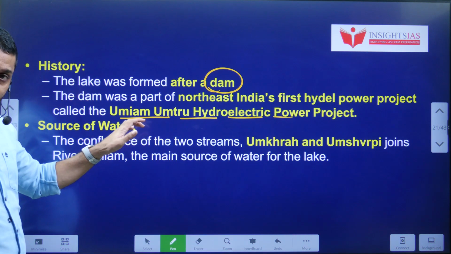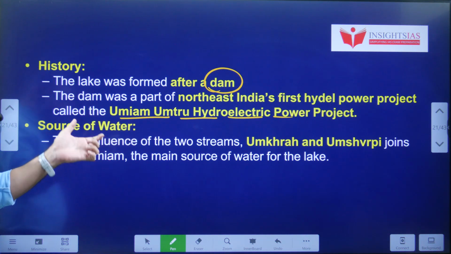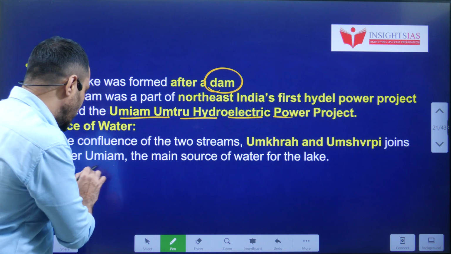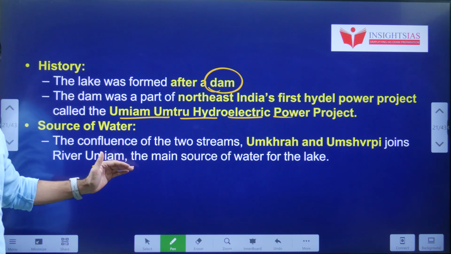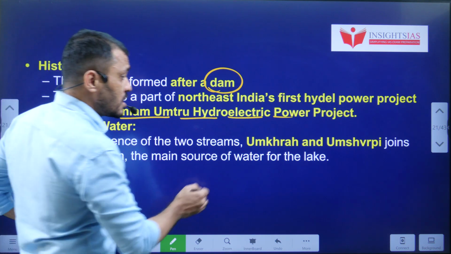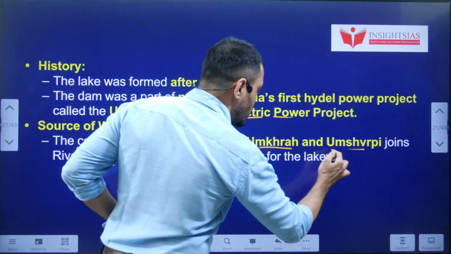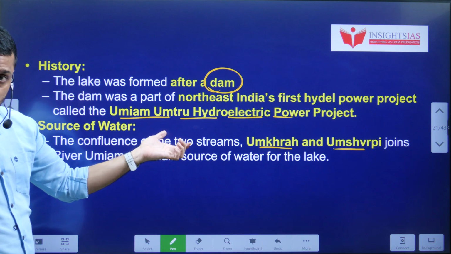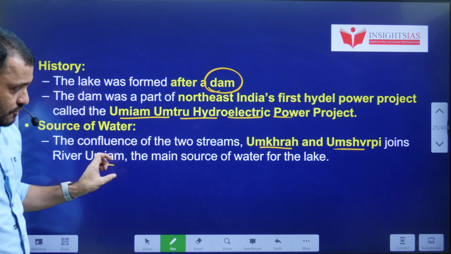It was the first of its kind of hydroelectric project in the Northeast. This lake is mainly fed by a river, Umiam. This river Umiam's main tributaries are Umkar and Umshwarapi. Okay, or Umwapi. These are two tributaries which join together and form this main river.